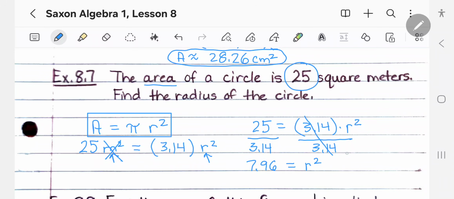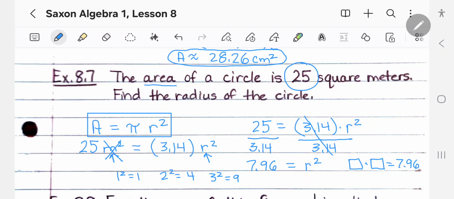That means some number times itself is equal to 7.96. Now you can use a calculator to help you with this, but first I'm going to estimate it to see. 1 times 1 would be 1. So 1 squared is 1. That's too small. 2 squared, that's 2 times 2. That's 4. 2 is too small. 3 squared, that would be 9. 3 is too big. So the answer is going to be somewhere between 2 and 3 because 2 squared is 4 and 3 squared is 9. And 7.96 is between those.